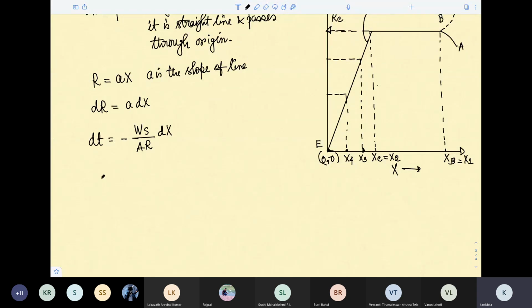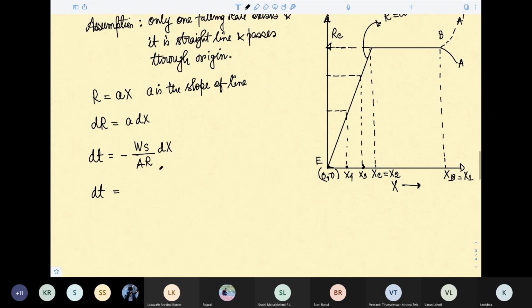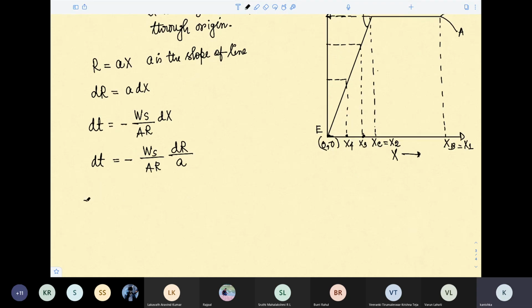So now what we will do? So dt equals, okay, this is dx, so minus ws by A r dr by a, right? Because this r is changing. So r is not constant. All right. So now dt equals minus ws by A dr by r.